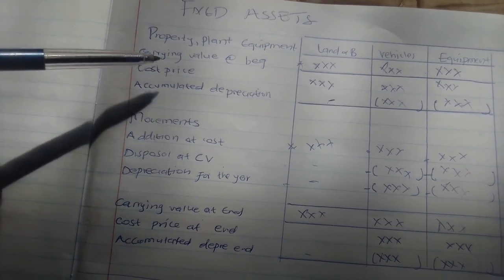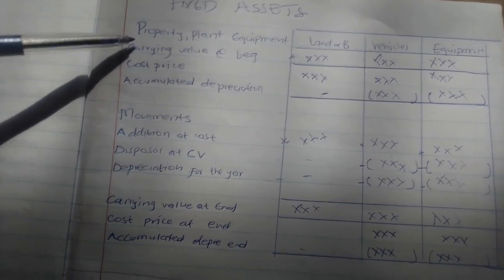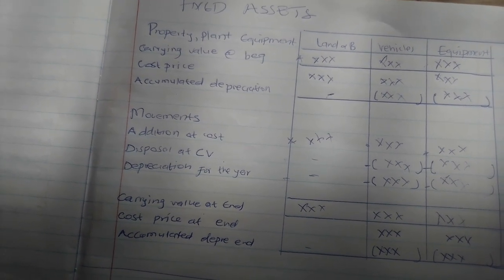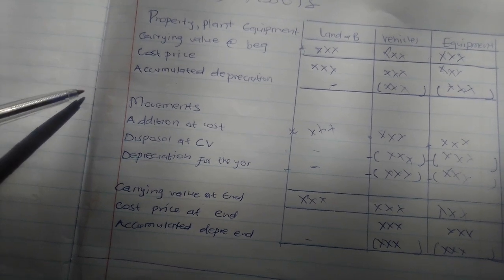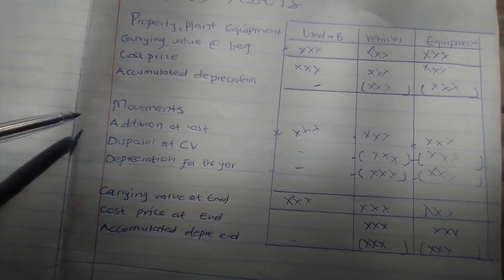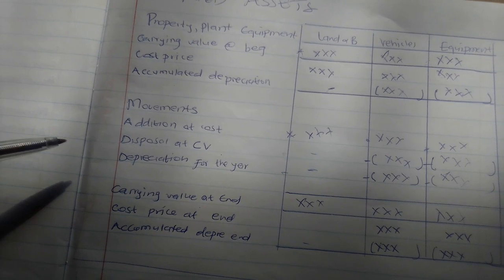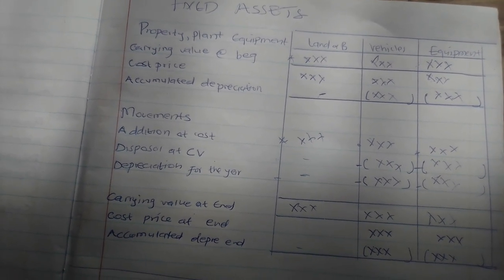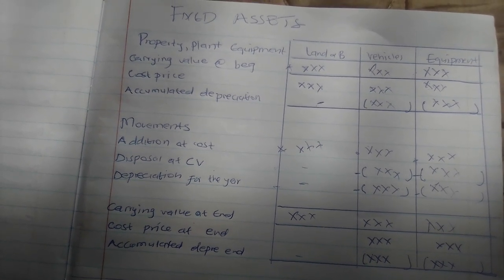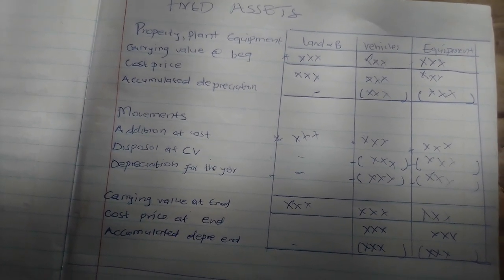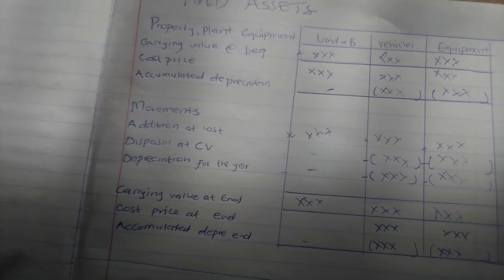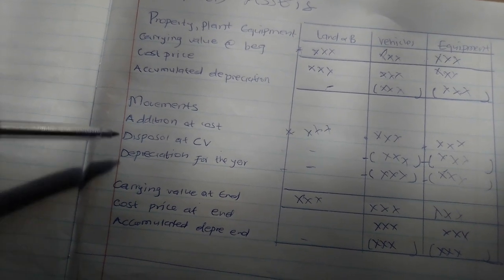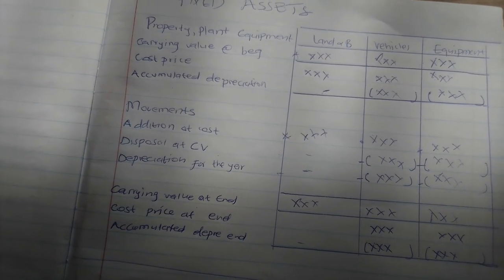So this first part is a very easy part of property, plant and equipment. Now we are going to move to the second part of our property, plant and equipment, which is a very difficult part that students do complain about. It consists of the movements: additions at cost, disposal at carrying value, and depreciation for the year.